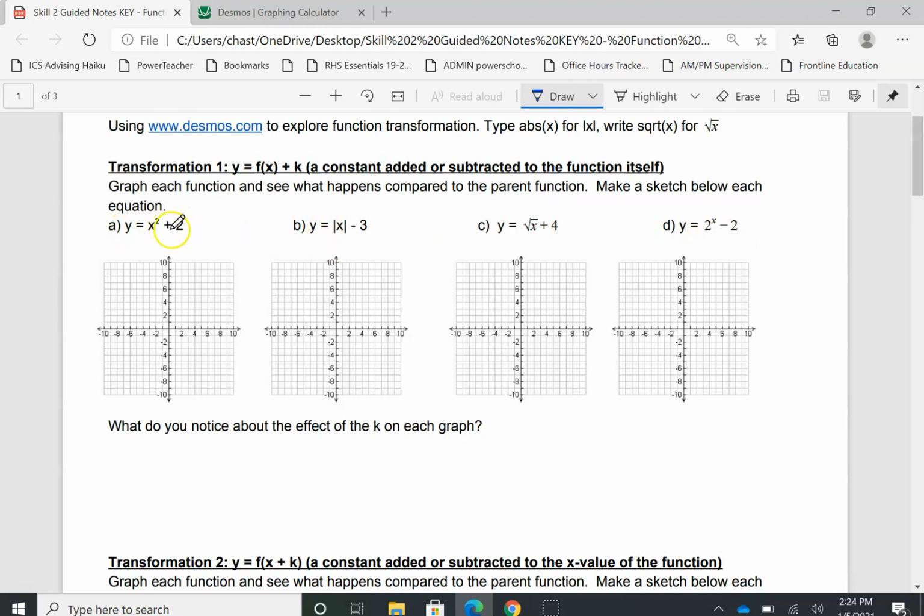Okay, so if I look at letter A, you'll see that I have actually A, B, C, and D. You'll notice that each one of these functions is one of our parent functions plus or minus some number. So I am going to graph these functions, and I'm going to take note of what happens when we add a 2 or subtract a 3 or add a 4 and so on and so forth. All right, so we're going to see what happens when we add or subtract some k value, which is a constant, to the graph.